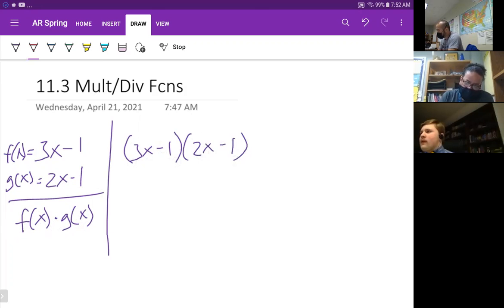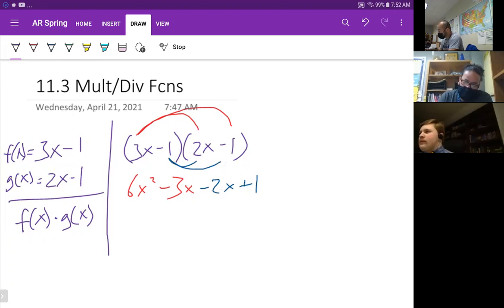So from here you do the FOIL method. So these two go first. 3x and 2x is 6x squared. 3x and negative 1 is negative 3x. And then we'll do these two. Negative 1 and 2x is negative 2x. Negative 1 and negative 1 is positive 1. So the answer here, you'll have 6x squared minus 5x plus 1.